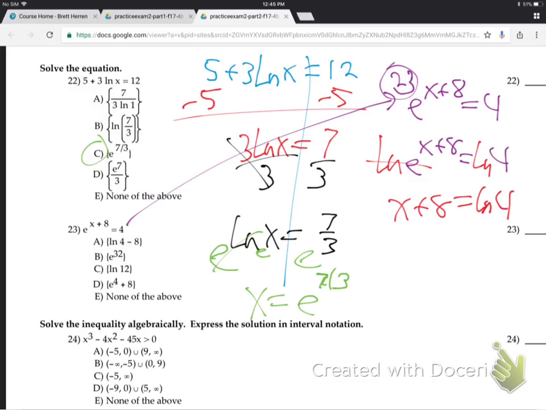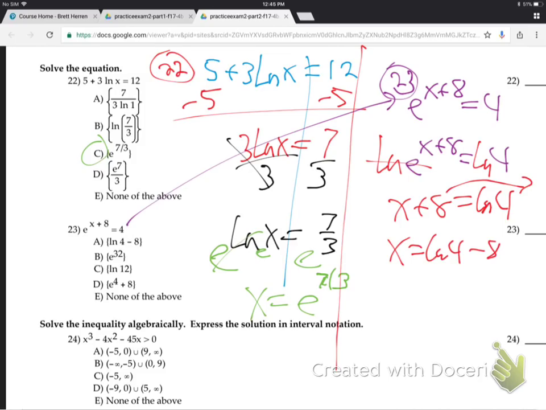So do you see how 22 and 23 are both demonstrating the principle that logs and powers are opposites? 22 starts with logs. We get rid of the log with a power. And 23 starts with a power. We get rid of the power with a log. So they're opposites of each other. If you got powers, you get rid of them with a log. If you got logs, you get rid of them with a power. So last step, subtract the 8. So x is ln 4 minus 8. There it is. Now 24, 25, and 3.